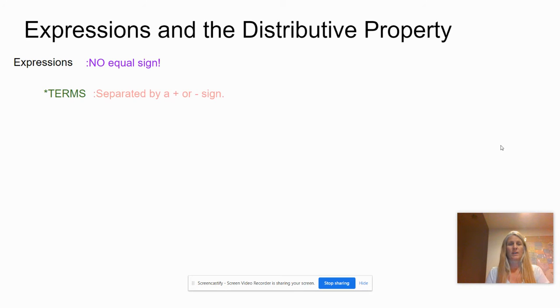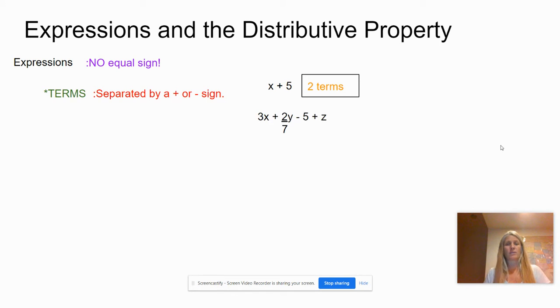Now, terms are anything that's separated by a plus or a minus sign. So when we count the number of terms, we're counting how many items are separated by pluses or minuses. For example, here I have an x plus 5. I have two terms. An x is a term, and the 5 is a term. And so there's one of each. One is actually a variable, and we'll talk about that in a minute with a letter, and the other one's called a constant.